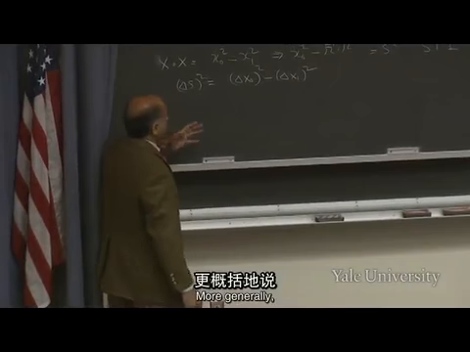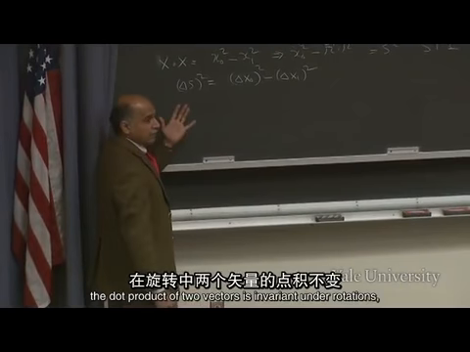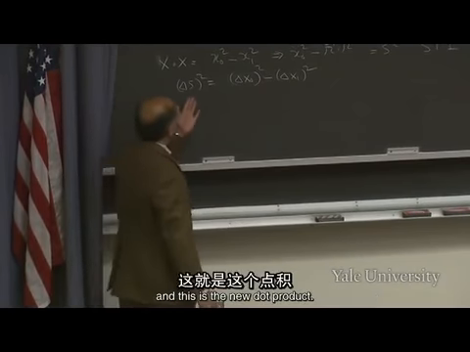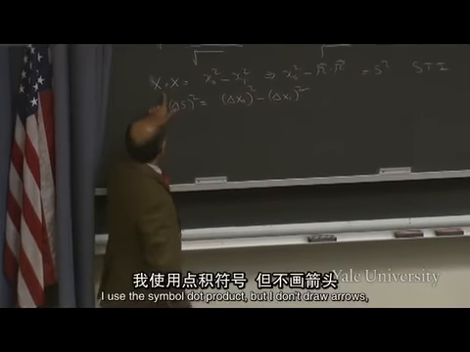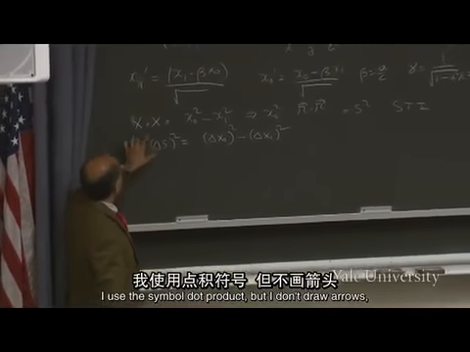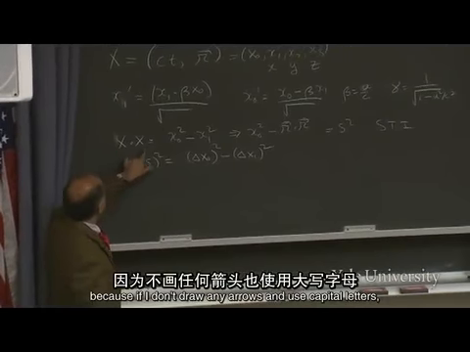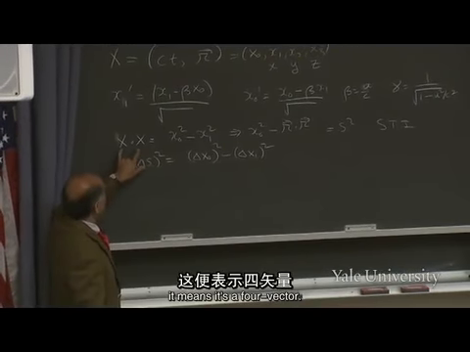More generally, the dot product of 2 vectors is invariant under rotations, and this is the new dot product. We use the symbol dot product, but I don't draw arrows, because if I don't draw any arrows and use capital letters, it means it's a 4 vector.